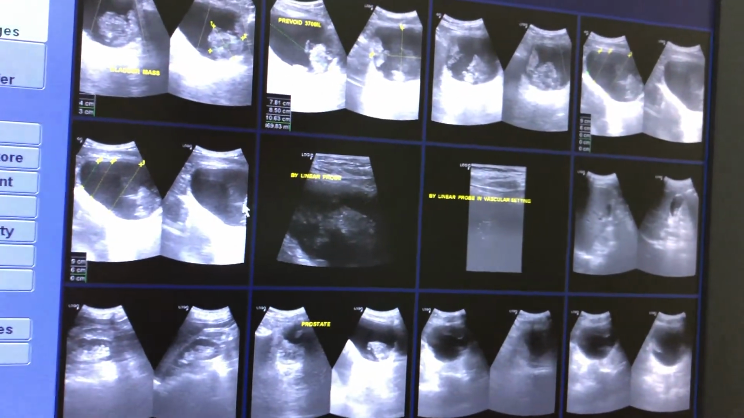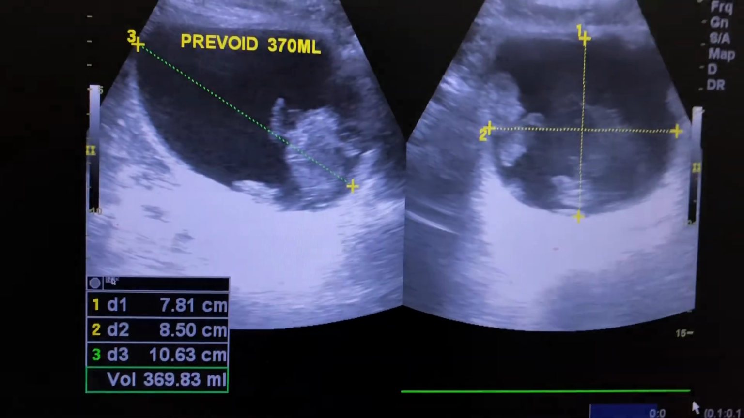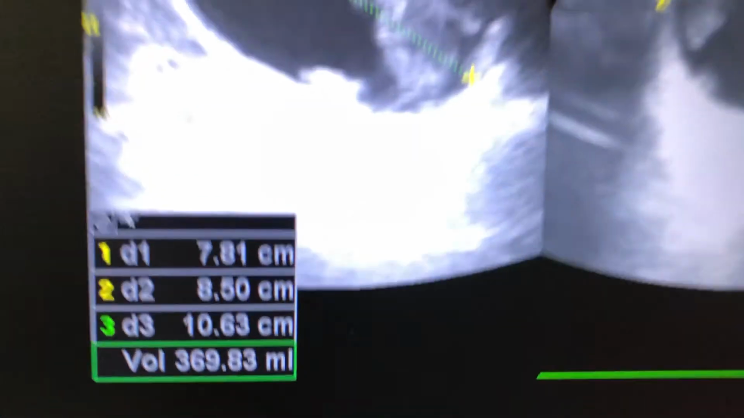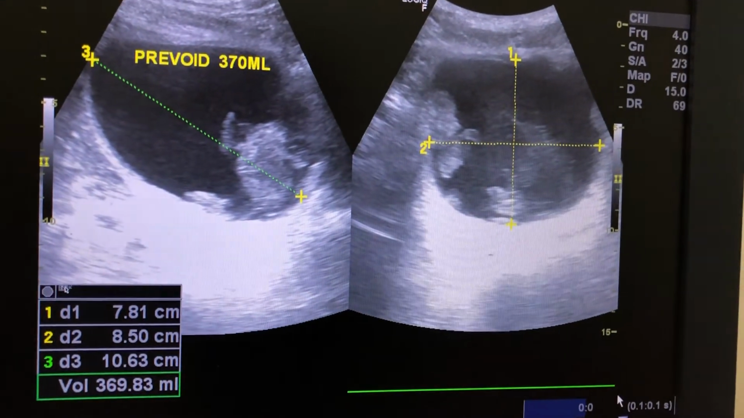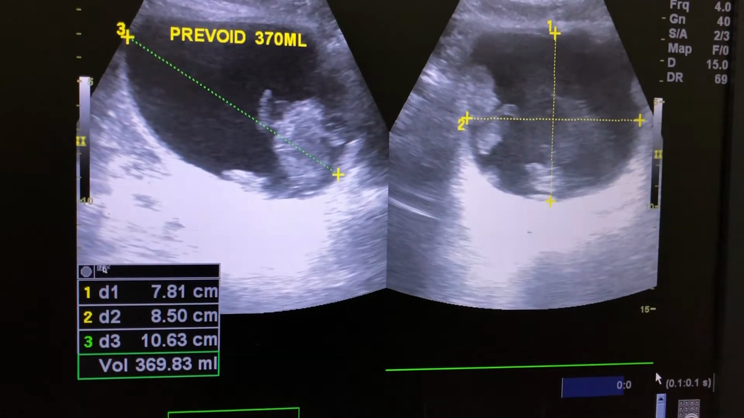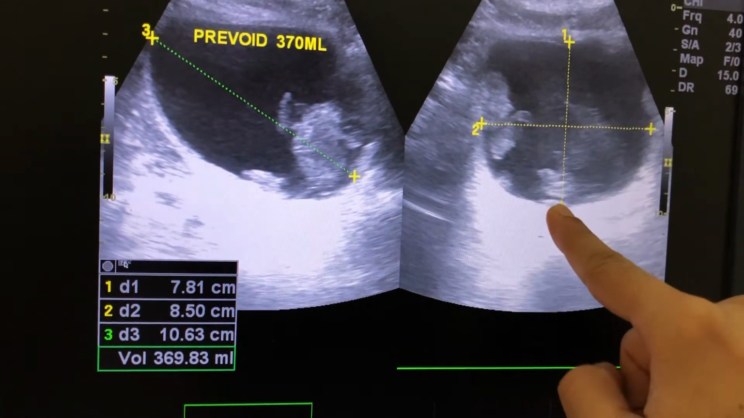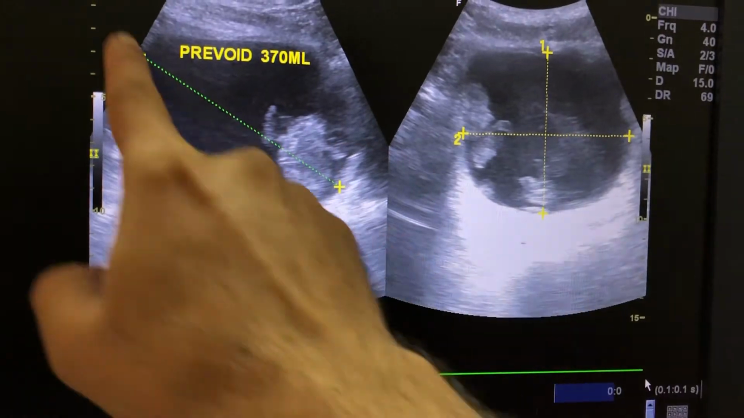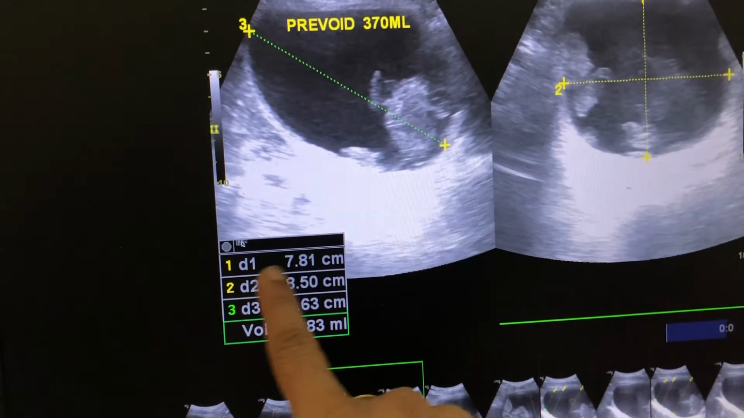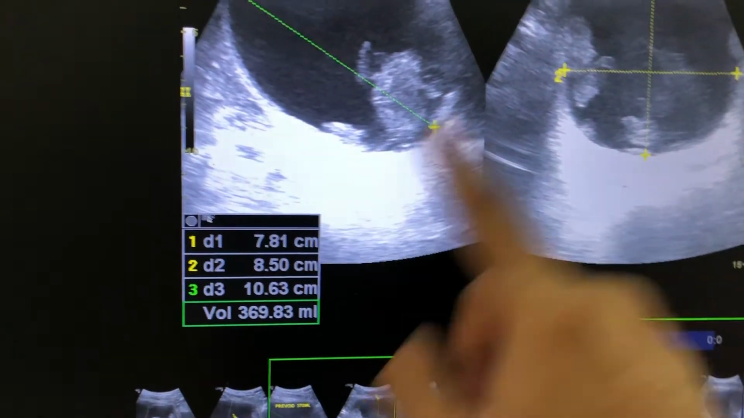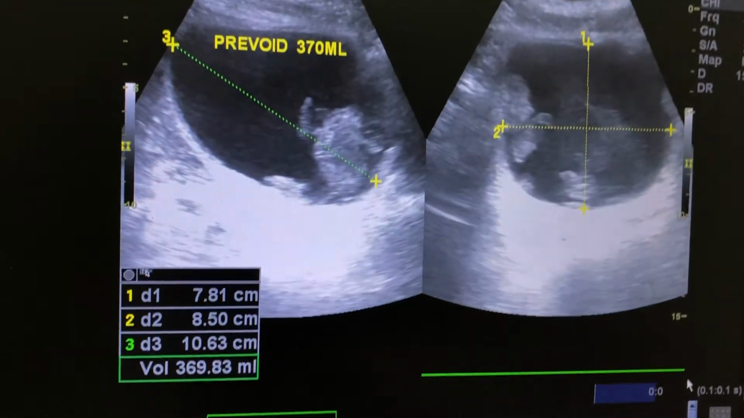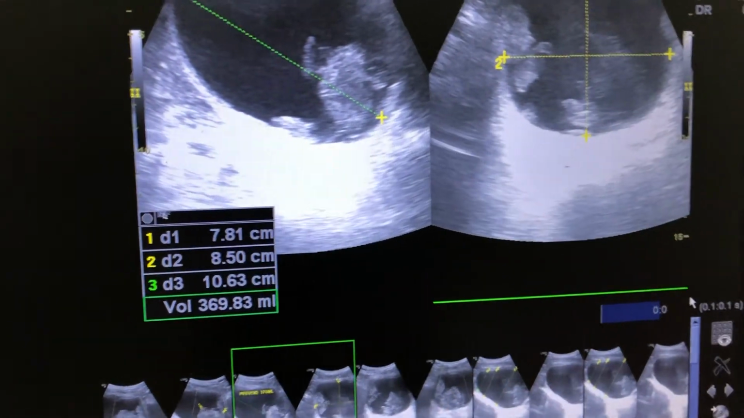Then the second point is that there was obstruction in the bladder outflow, and this was the pre-void 370. I always have a standard protocol of measuring the bladder volume, urine volume. I measure first anteroposteriorly, then transverse, and then superior inferior. Whatever figures are seen here are according to this criteria. This is the standard protocol that I follow, and it will not change.